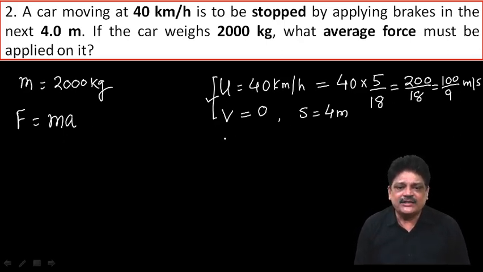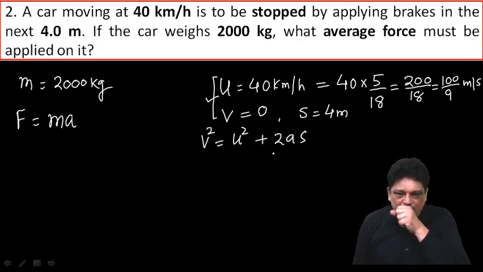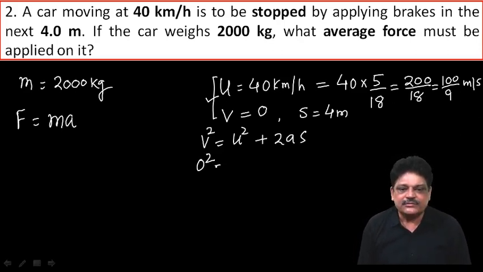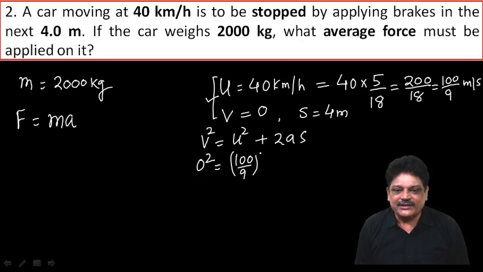You can find out the acceleration very simply by applying this equation of motion. Final velocity squared is equal to initial velocity squared plus 2as. Sorry, the final velocity is 0. Initially you have simplified 40 km per hour into meter per second. Again you are applying a positive sign, so you will get a negative sign here. Minus 2, when you substitute this value here into a, and the distance covered by the car is 4 meters. Now open this bracket.